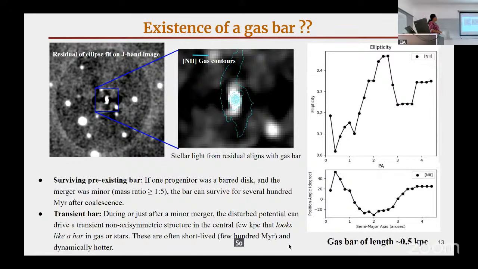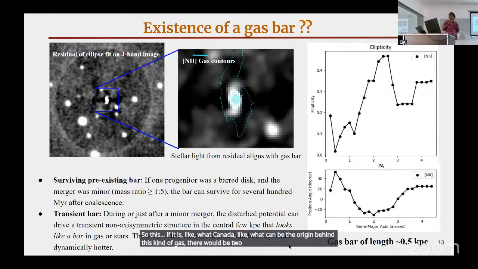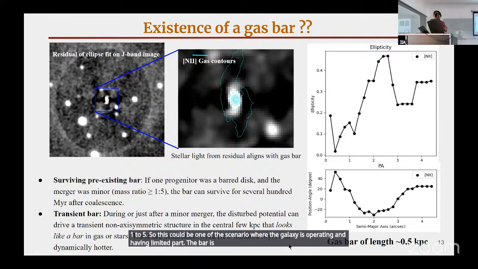So what can be the origin behind this kind of gas bar? There could be two possibilities. The galaxy that has been accreted is a late-type barred spiral galaxy which still holds its bar. So this is a pre-existing bar, and this can be found in galaxies being merged having mass ratios of 1:5. So this could be one scenario where the galaxy is accreted and has a late-type bar. The bar is still existing while the spiral features are being destroyed.